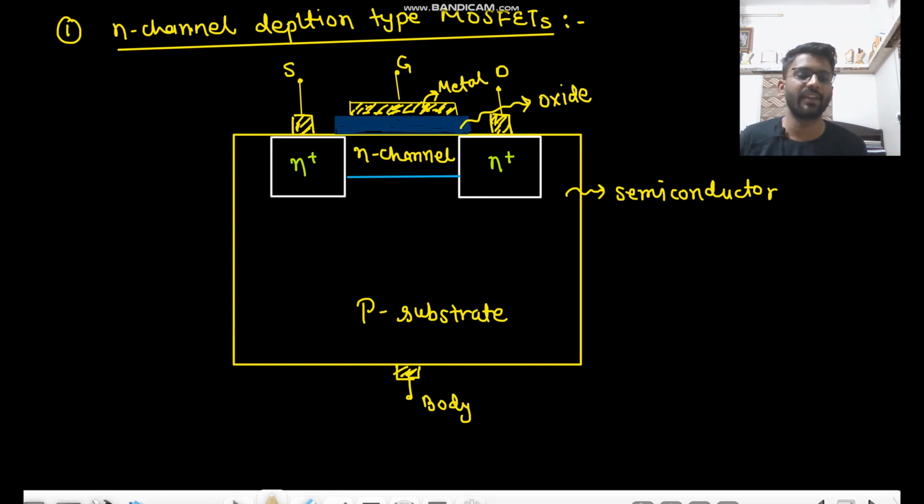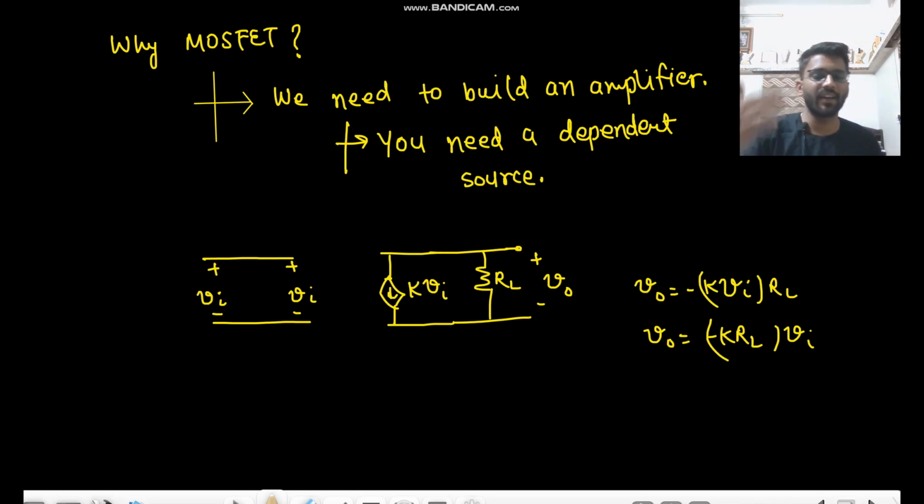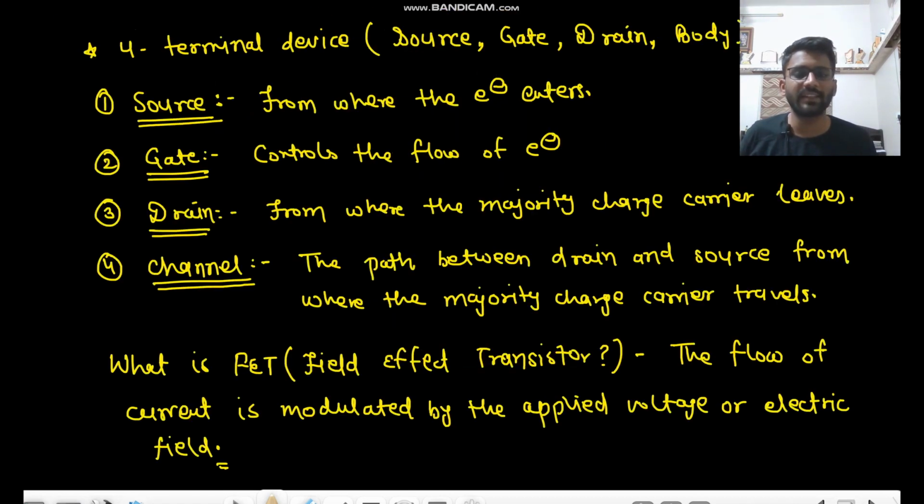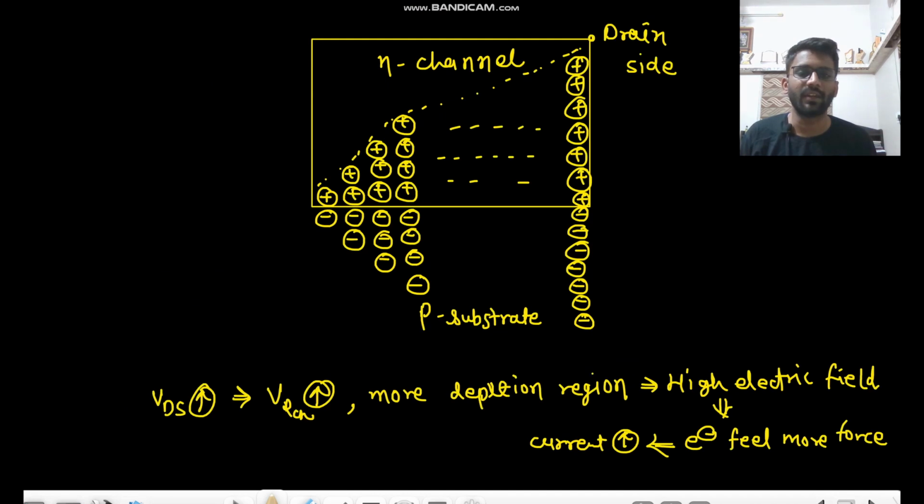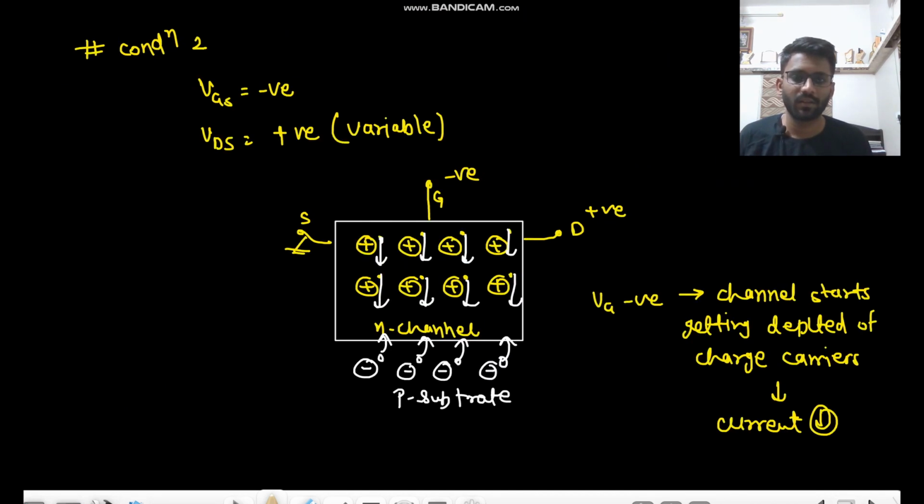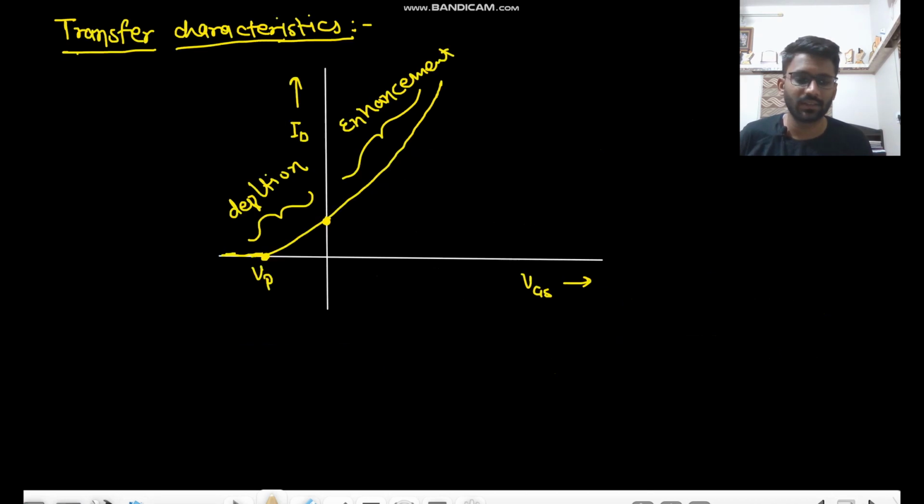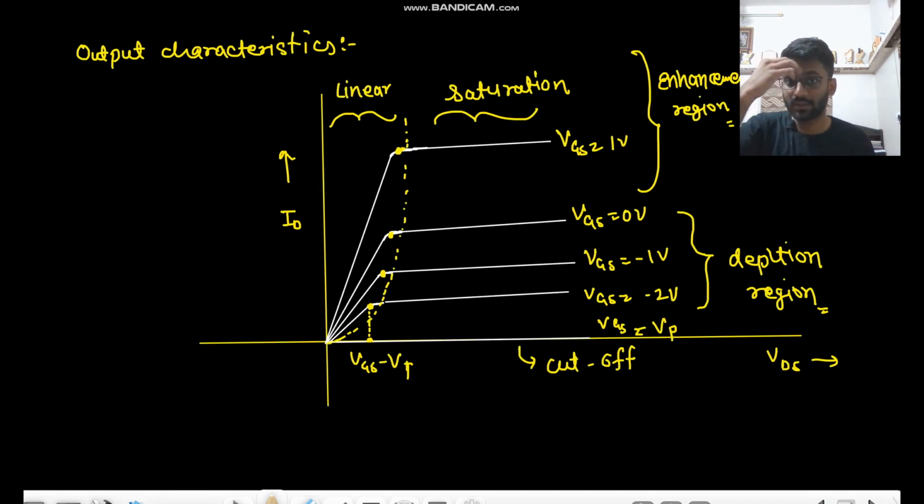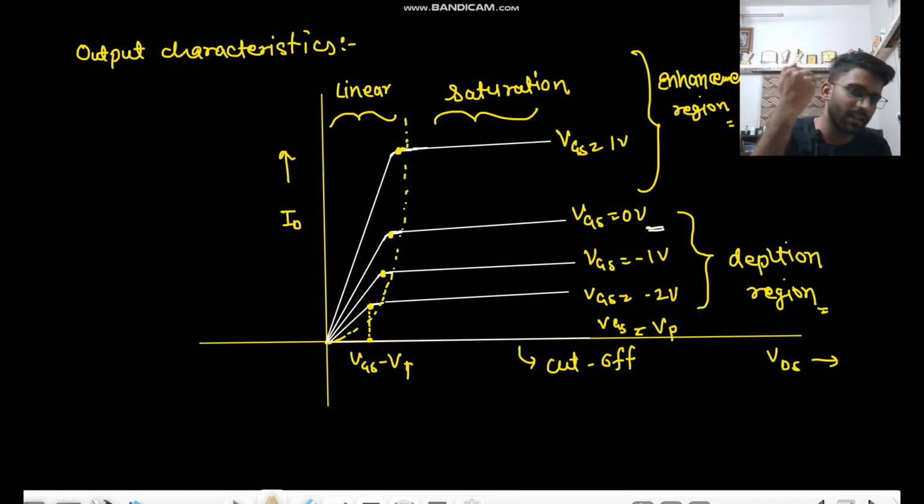So what I was saying is that we are building a MOSFET to make it an amplifier, and for an amplifier we need a dependent current source that depends on the input. But what we are seeing is that even if there is no VGS applied, we will simply go to the characteristics. Even if VGS is 0, we are having some output current. So your output current is not depending at all on the input.